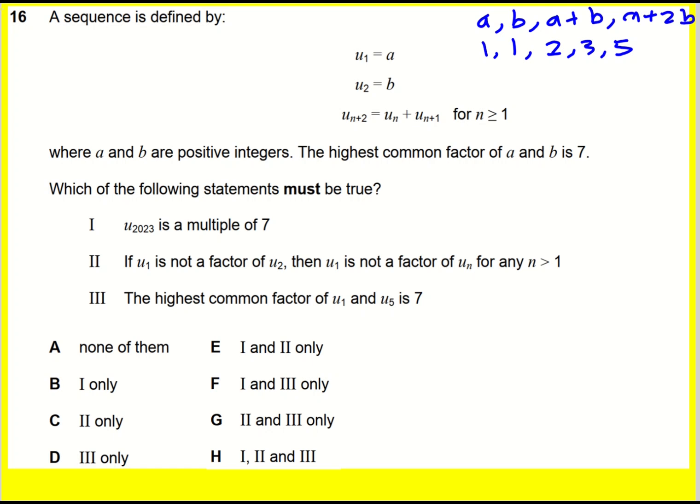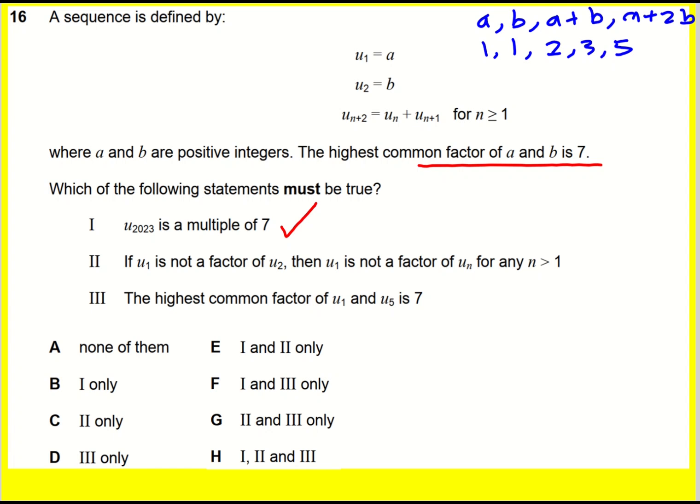But we're given some extra information. We're told that A and B are positive integers and that their highest common factor is 7. We're asked which of the following statements must be true. Now, is the 2023 term a multiple of 7? A and B must themselves both be multiples of 7. And so if you add them together and then just keep adding on multiples of 7, you're always going to get a multiple of 7. This is definitely going to be true.